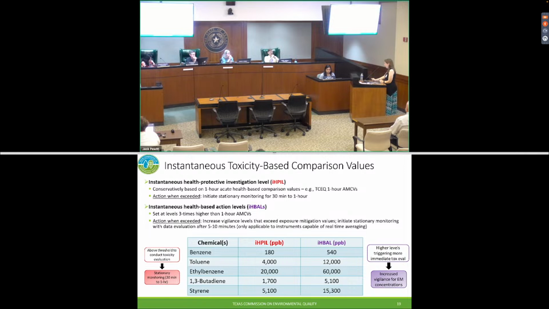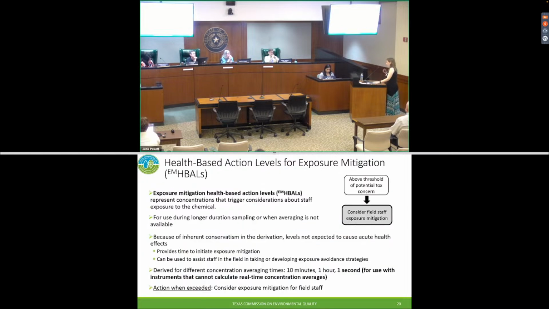The next level, the one that triggers increased vigilance, is the instantaneous health-based action level. This is the purple one. It is set at 3 times higher than the red value, than the instantaneous health protective investigation level.